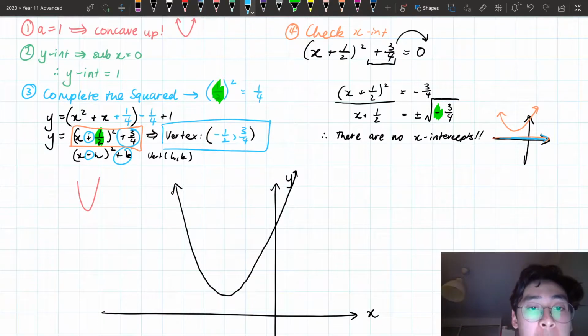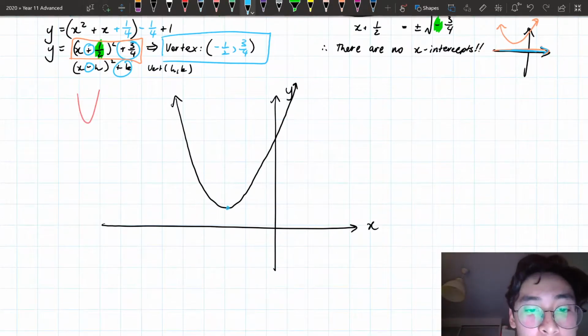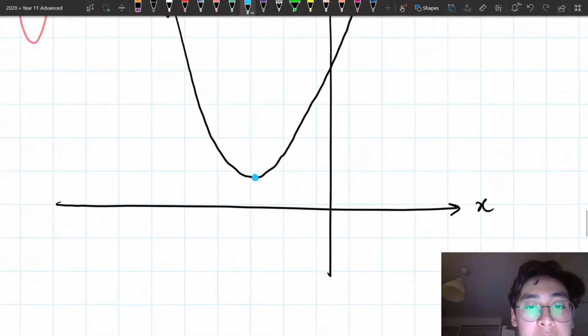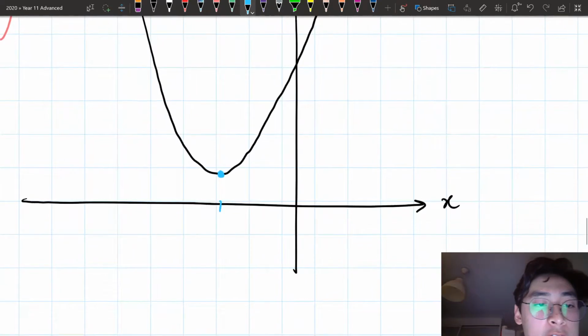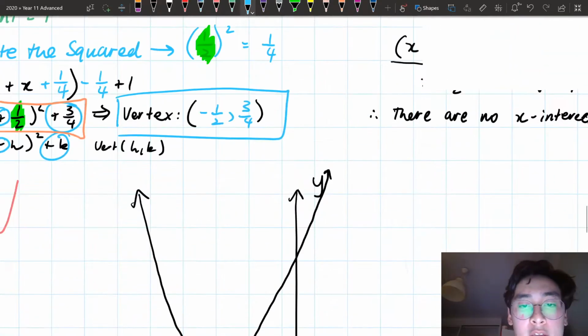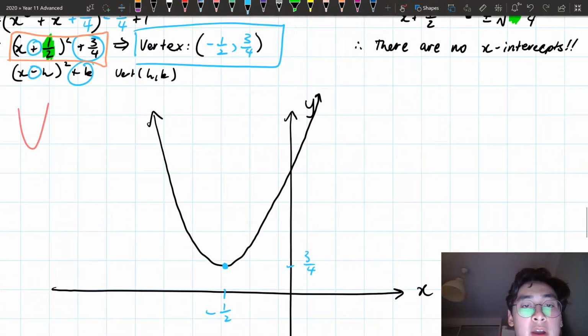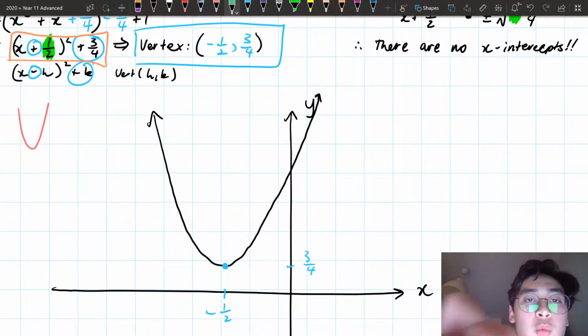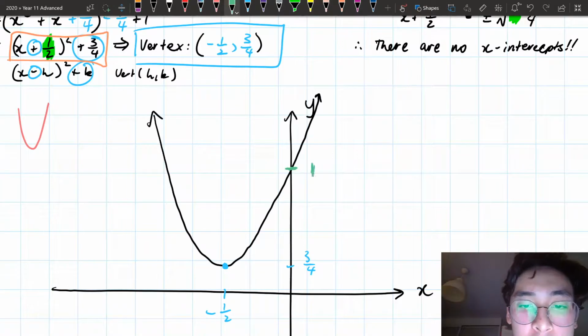Okay, here, I'm going to label on the important parts. So the vertex down here is at negative 1/2, 3/4. Okay, cool. So that's the first part of my parabola. Then the y-intercept was at 1, so I can put a dash here, and that's at 1.